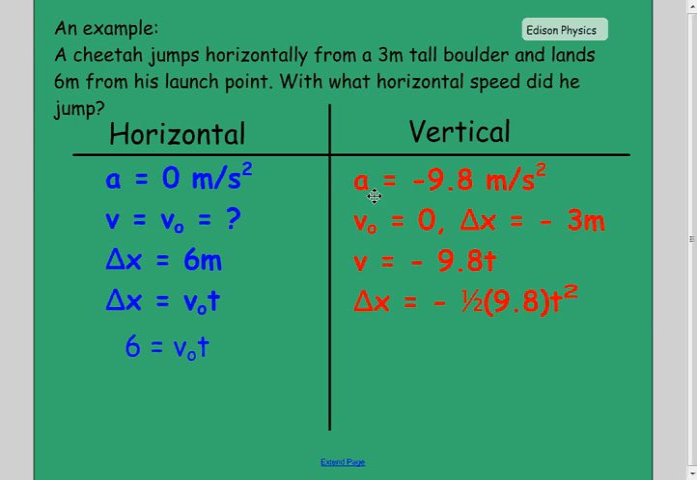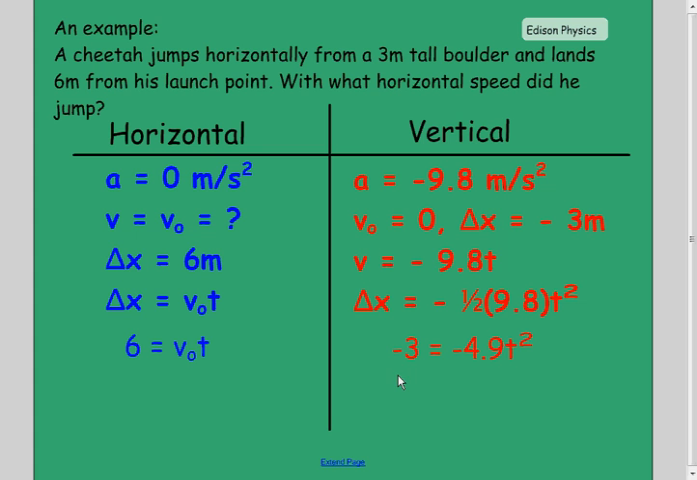Vertical acceleration for these problems is always negative 9.8 meters per second squared. The cheetah jumps horizontally. That means he doesn't jump up and he doesn't jump down. So my original vertical velocity is 0. He jumps from 3 meters down to the ground. So my vertical displacement is 3 meters down. The negative sign means down. I make my substitutions into my motion equations. V equals original velocity, which is 0, minus 9.8 times t. And my displacement is original velocity times t, that's also 0, minus half of 9.8 times t squared. So I substitute everything I know into my vertical motion equation. My vertical displacement is negative 3. Half of 9.8 is 4.9. T is the only thing I don't know.